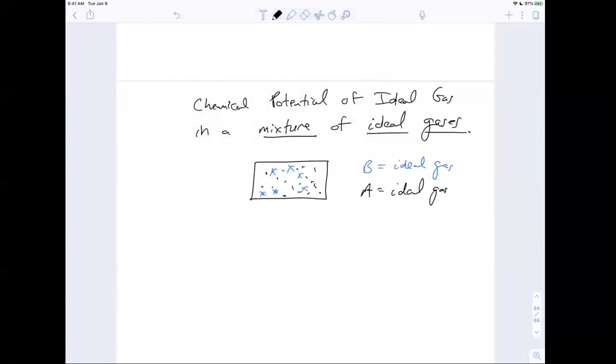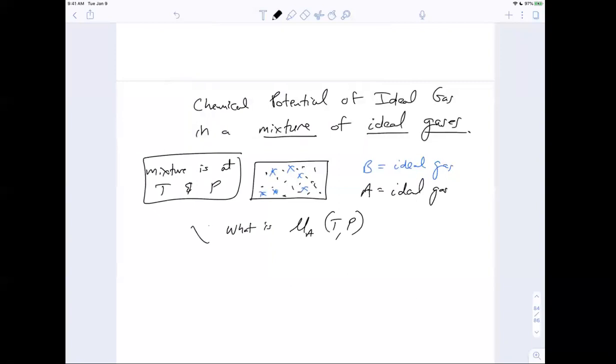And what we want to ask is, equivalently, we can pose this in terms of A, but the same thing applies for B. Okay, and if we had more than two gases, the result is going to apply to each and every one of the species in the mixture. Okay, the question is, what is mu sub A at a particular temperature and pressure that corresponds to the mixture? So the mixture is at temperature T and pressure P. Okay, so we want to know then, what is the chemical potential of A at the temperature T, at the pressure P?